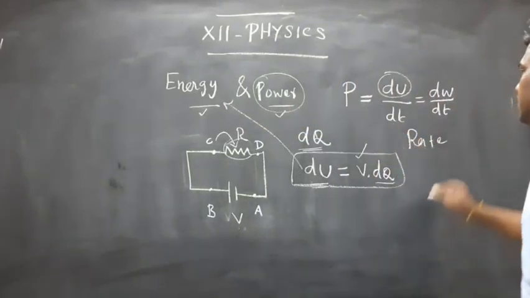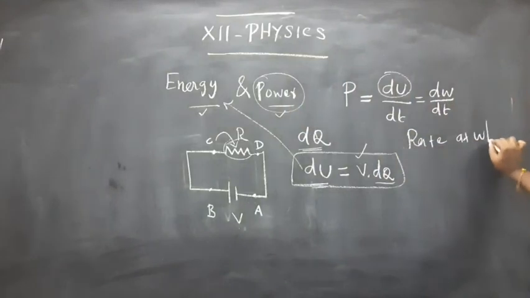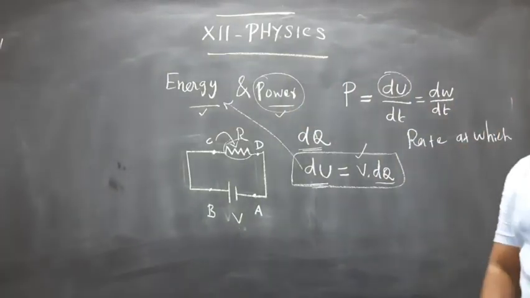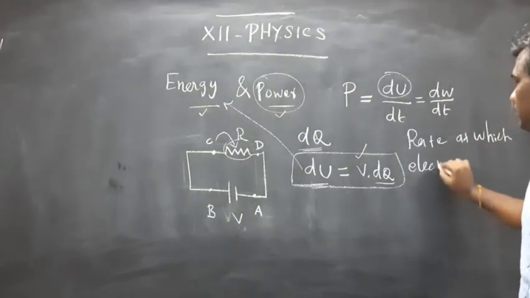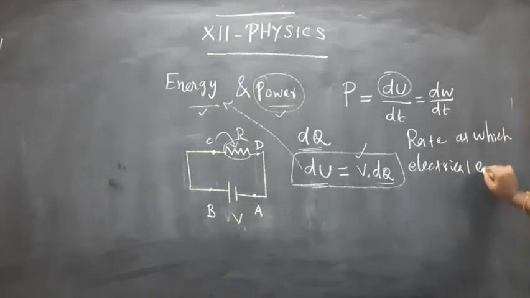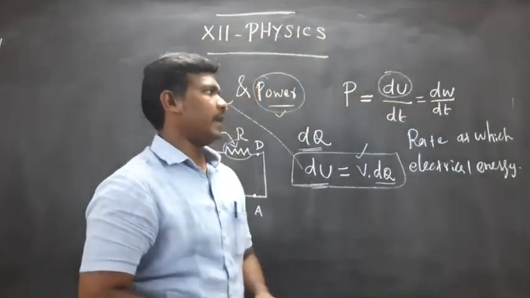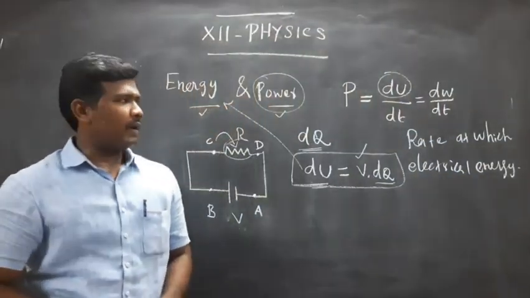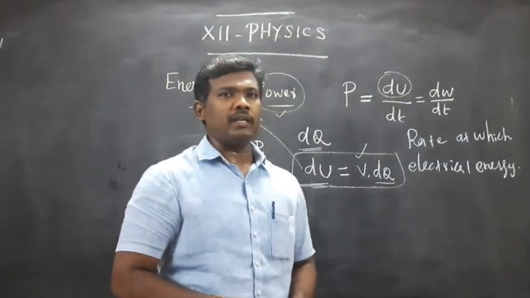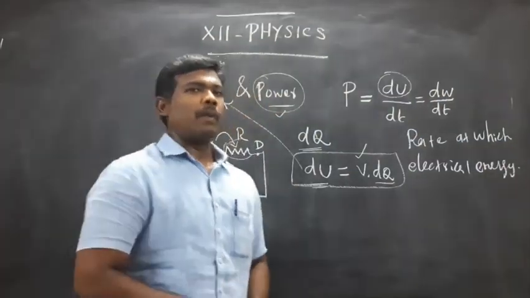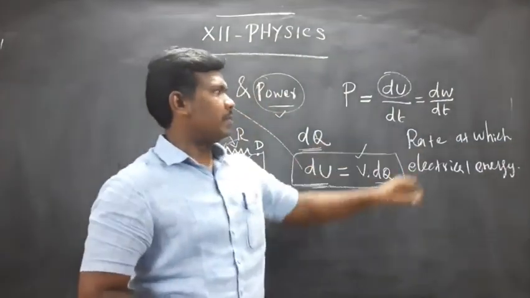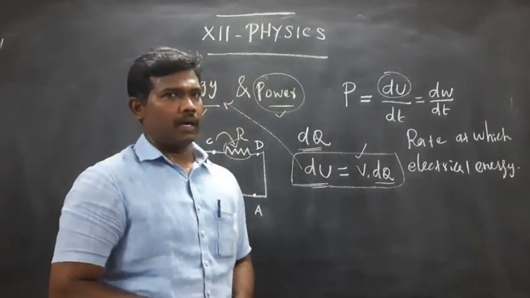Power is defined as the rate at which the electrical energy is delivered. So the power is defined as the rate at which the electrical energy is delivered from the power supply. This is a statement for electrical power.